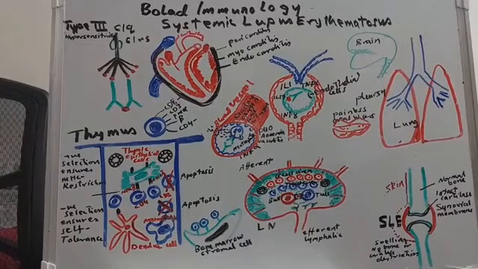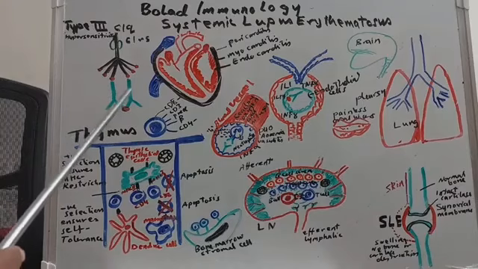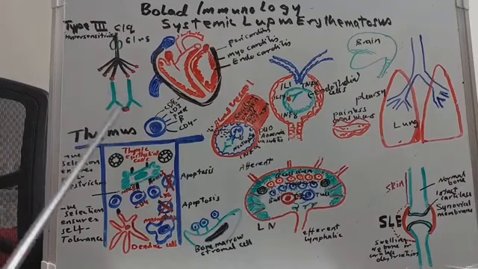In this video lecture, I'm going to talk about systemic lupus erythematosus, or SLE. As you may know, SLE is an autoimmune disease characterized by the formation of immune complexes, which trigger inflammation and lead to tissue damage. An immune complex is formed of antibodies together with the antigen.